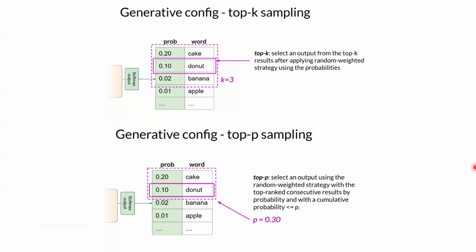K and P are related to the internal programming of these models a bit. We are not utilizing them, right? We are mostly setting up temperature.